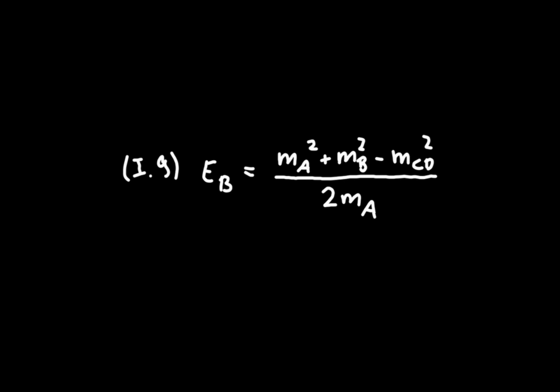First, we will try to find out the range of possible values for energy E_B. The minimum energy of particle B is just given by its mass m_B. In this case, particle B has no three-momentum in the rest frame of particle A. By looking at equation 1.9, we see that E_B takes on its maximum when m_CD is at its minimum. To find out the minimum possible value of mass m_CD, we go back to equation 1.6.